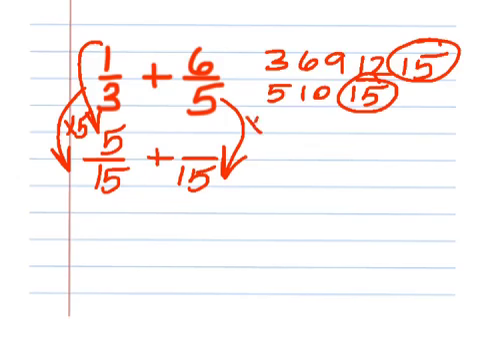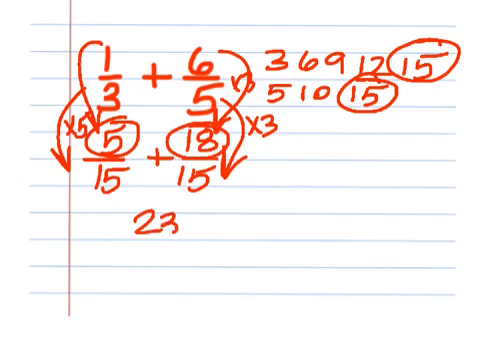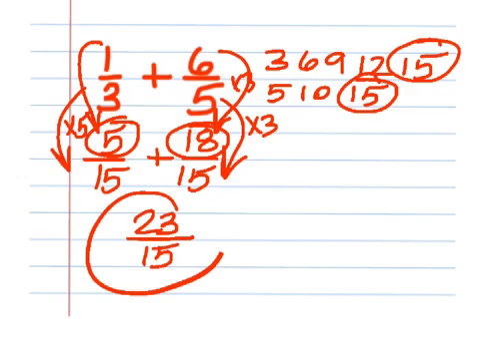And 5 times 3 is 15. Therefore, 6 times 3 is 18. 5 plus 18 is 23 over 15 for the final answer.